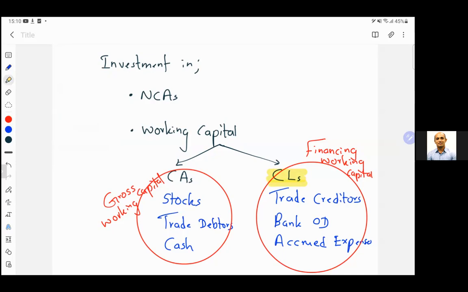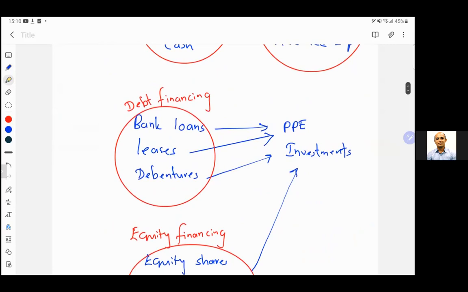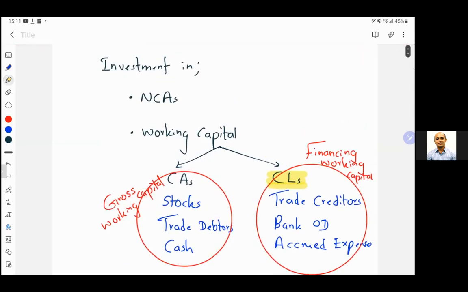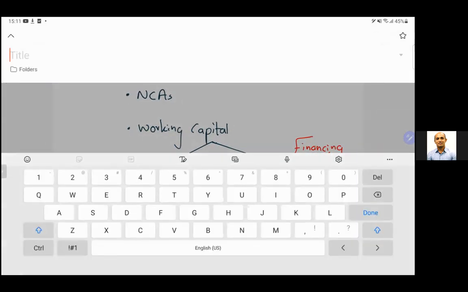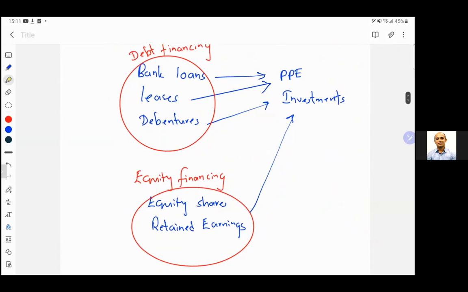There are situations where you are using long-term sources to finance working capital. You have learned those in financial management. There are situations where you are using long-term financing sources to finance your working capital. And you see the company carries out various investing activities. Then those investments the company has to finance.